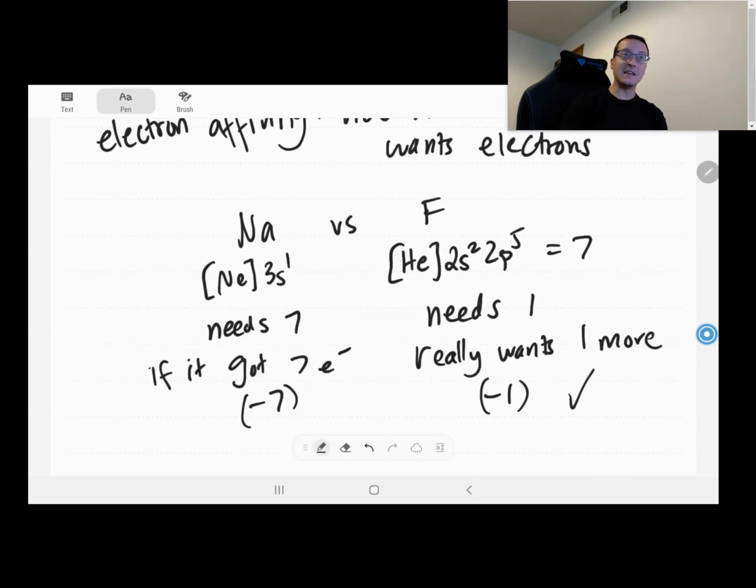And we're going to see that fluorine is going to have our highest electron affinity. It really just wants 1 more electron. Okay, it's so close to getting to that magic number of 8. Okay, sodium is really far away, doesn't really have much motivation. Okay, fluorine's about to cross the finish line, it really wants that electron.